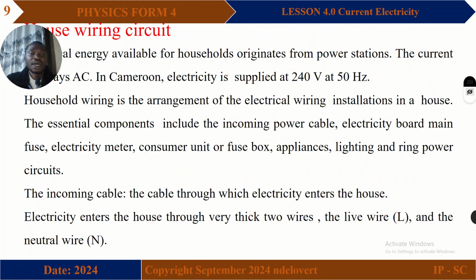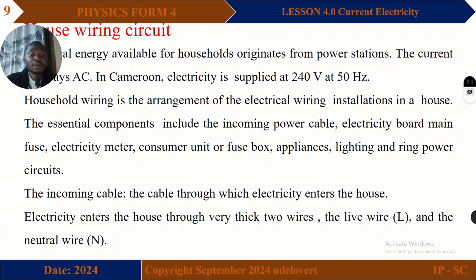Now, what is house wiring? Electrical energy is available to households through our power stations, and the current is always alternating current. In Cameroon, electricity is supplied at 240 volts and 50 hertz. Household wiring is the arrangement of electrical installations in a house. The components include the incoming cables, electricity main board fuse, electricity meter, consumer unit or fuse box, appliances, lighting and ring power circuits.